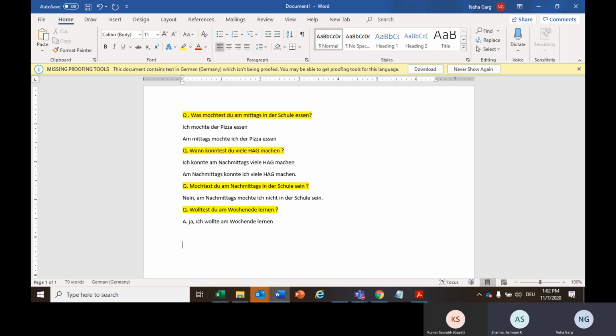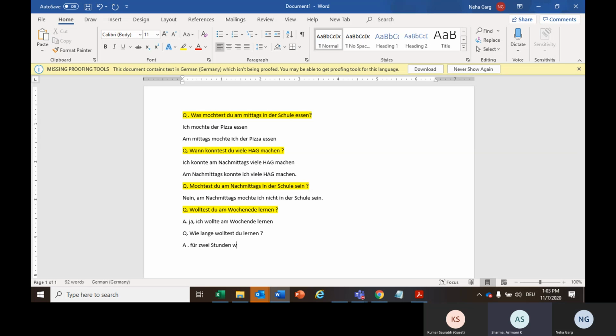Maybe you can ask: wie lange wolltest du lernen? How long you want to study. Okay. So, can I start with für? Yes. Für, für 2 Stunden. Stunden, Plural. Für 2 Stunden.